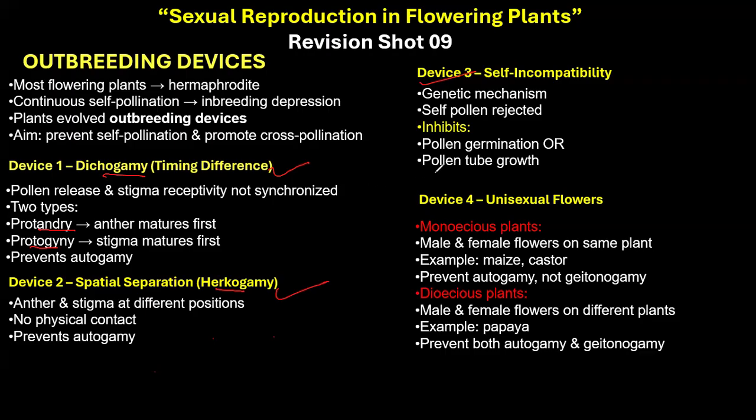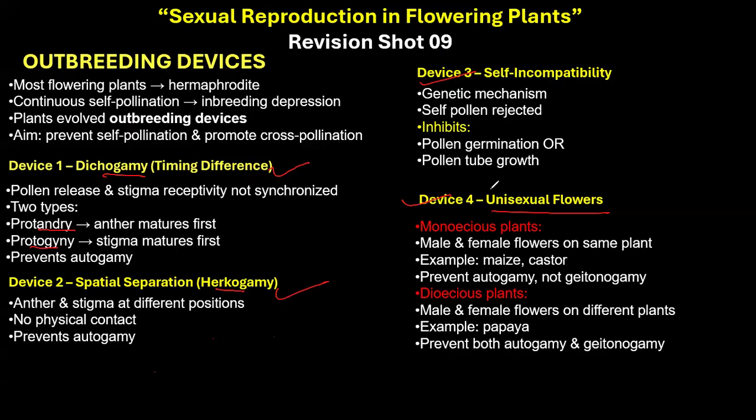Then device 4 is unisexual flowers. If a plant is having unisexual flowers, that means a plant is having only one sex, let us say, male flowers only, or female flowers only. Then inbreeding depression can be prevented.